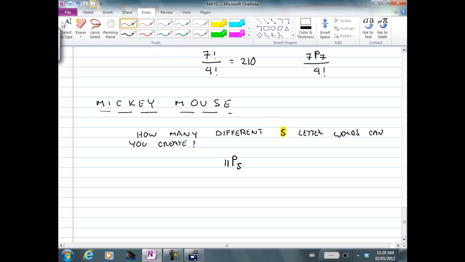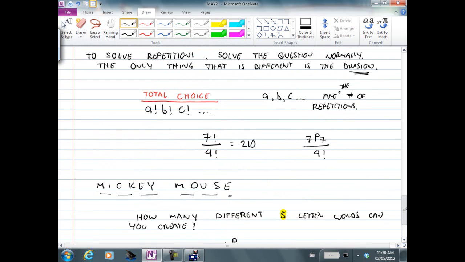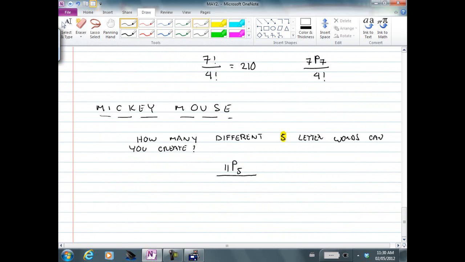Or if you use the blank method, it'll be 11 factorial over something that's insane. Now, here comes the repetitions. See, I said A, B, C are the number of repetitions. Let's look at M. There's 1 M, 2 M's. So that's 2 factorial. I look for anything else that repeats. Let's look. E. Look at this. There's another 2 factorial. And then see anything else that repeats. Nope, that's about it. Solve this now.